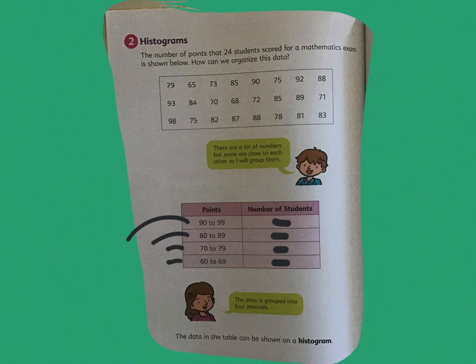So now, knowing that, how many are between 60 and 69? There's 1, 2. So I will add 2. How many between 70 and 79? Well, there's 1, 2, 3, 4, 5, 6, 7, and 8. Wow, there's 8. How many between 80 and 89?